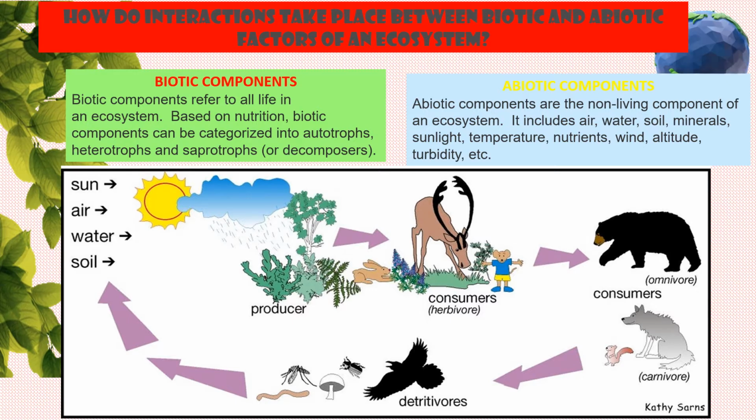So based on nutrition, biotic components can be categorized as autotrophs, heterotrophs, and saprotrophs or decomposers. You have learned about what are autotrophs, heterotrophs, and saprophytes. If you do not remember, we will quickly revise that as well. Now, abiotic components include sunlight, temperature, nutrients, wind, minerals, water, and air. These are extremely important for all the living things as well. So everything goes hand in hand. Everybody is dependent upon each other, whether living or non-living.